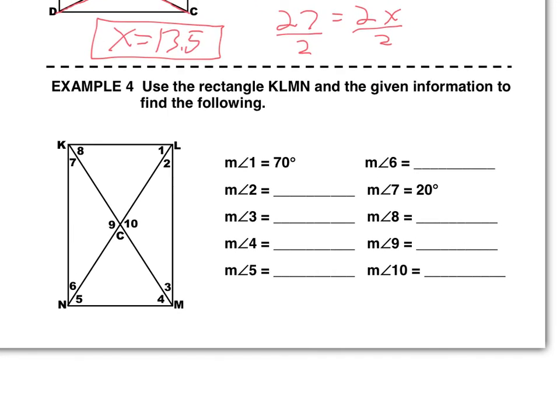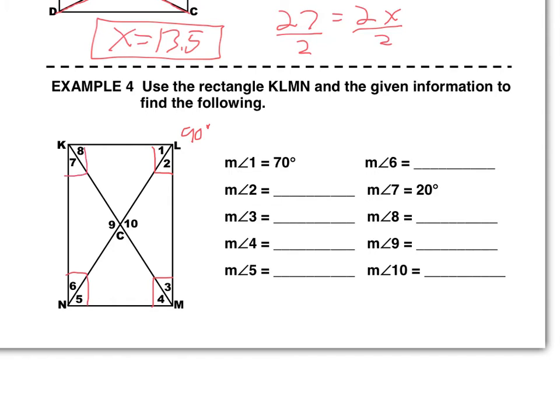Okay? They give us two little bits of information. They have 10 angles labeled. 10 of them are labeled, and we've got to figure them out based on the little bit of information they gave us. Okay, they say that KLMN is a rectangle, right? Use the rectangle KLMN and the given information to find everything else. Okay, so what do we know if it's a rectangle? What do we know that angle L has to equal? Okay, angle L has to be 90 degrees, right? So does angle M, so does angle N, so does angle K, right?